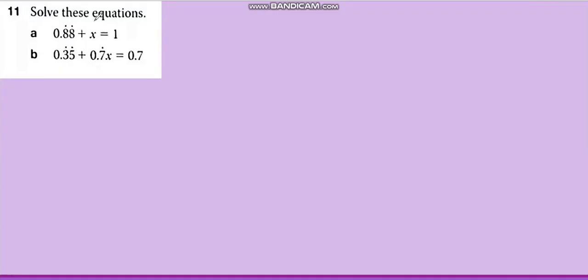In question number 11, we have to solve these equations. So let's solve it. In A part, it is given 0.88, where these two digits 88 are being repeated, meaning it's a recurring decimal. So first of all, let's find the fraction of 0.88. Let's do this process here. First of all, let's assume that 0.888 and so on is equal to y.